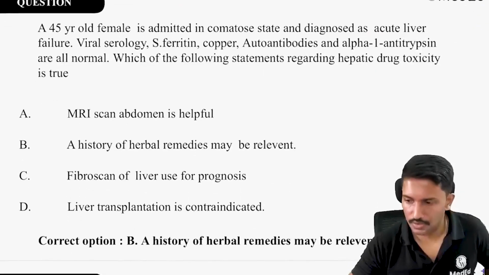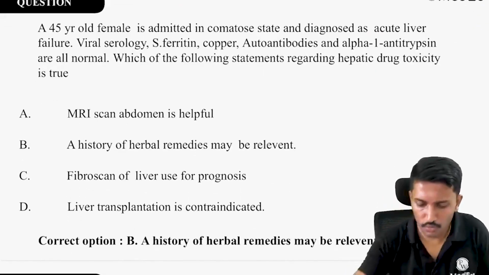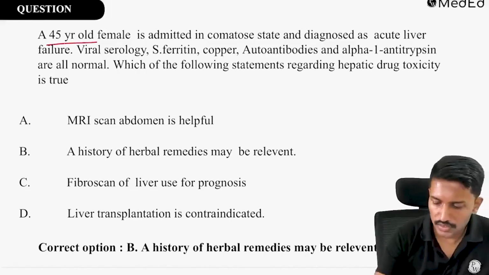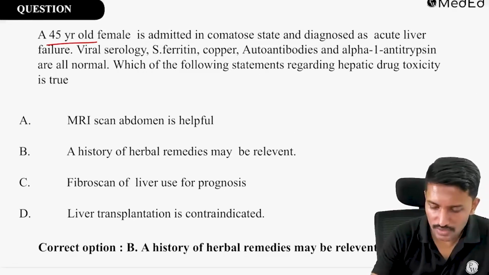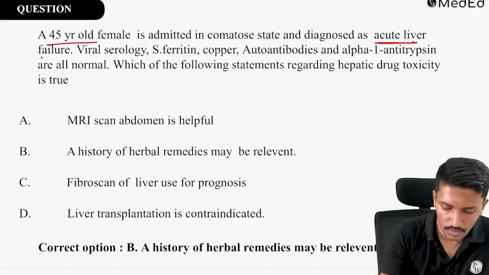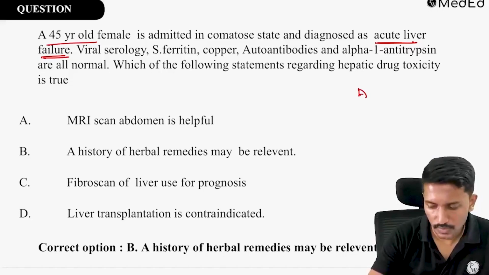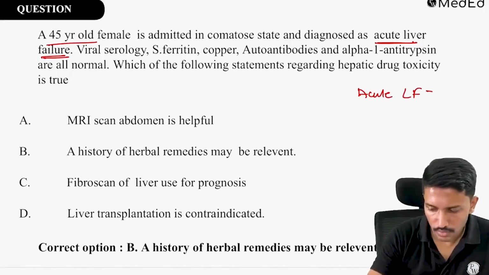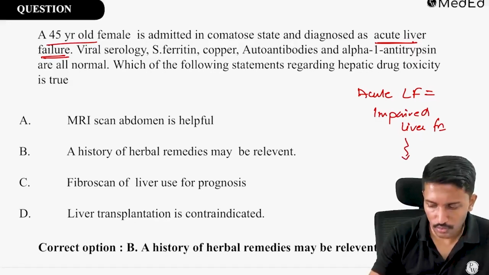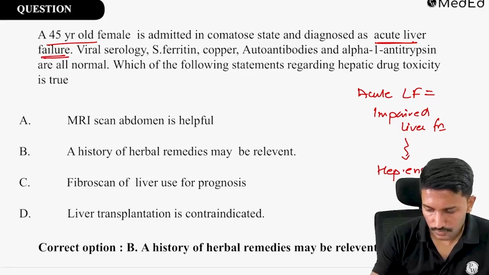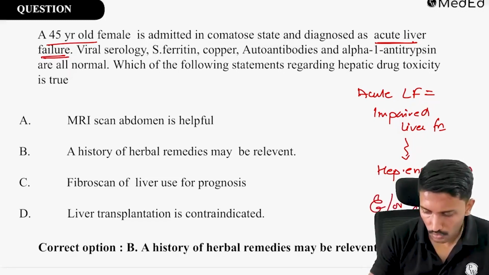Okay, next question. So here I have a 45-year-old female who is admitted in comatose state and diagnosed as acute liver failure. Acute liver failure, right? So basic understanding of acute liver failure is: acute liver failure is equal to impaired liver function to the point leading to either hepatic encephalopathy and or coagulopathy.